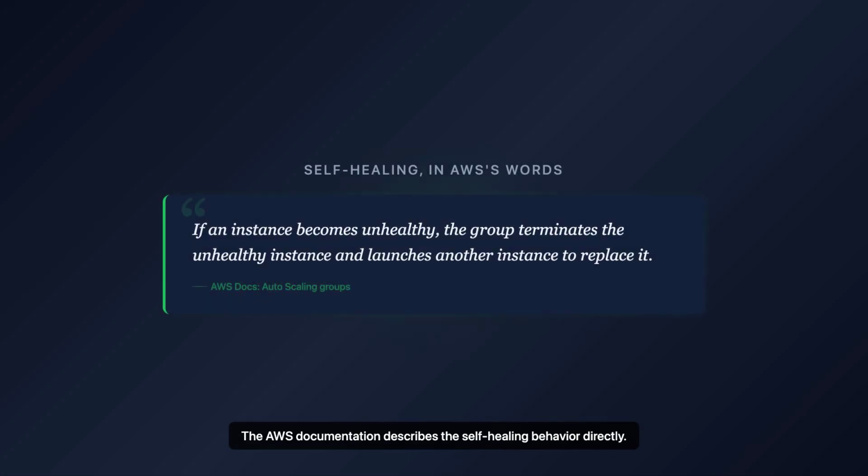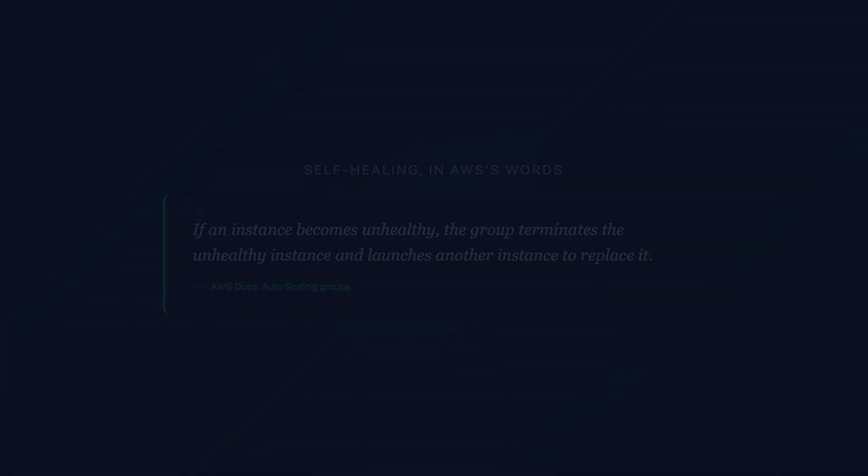The Amazon Web Services documentation describes the self-healing behavior directly. If an instance becomes unhealthy, the group terminates it and launches a replacement. That's the part people overlook. Autoscaling isn't only about elastic growth and shrinkage. It's also a fleet health manager that quietly repairs failures for you. A static fleet without an ASG needs a human to notice a dead instance and rebuild it. With an ASG, that recovery happens automatically, every time, without anyone paging the on-call engineer.